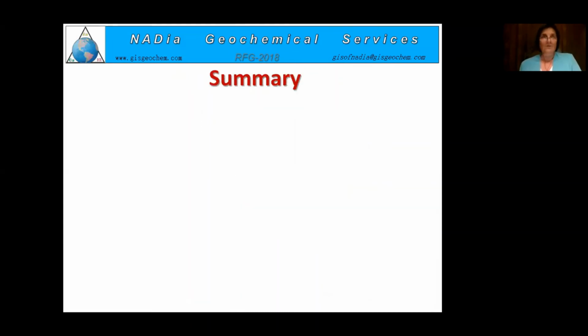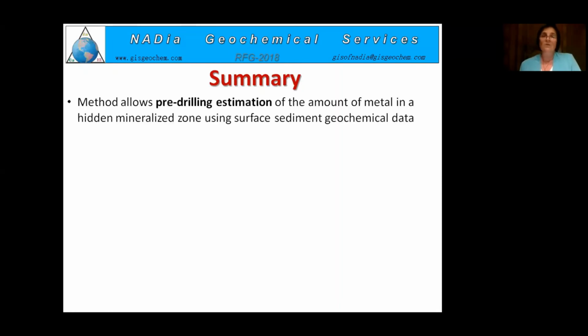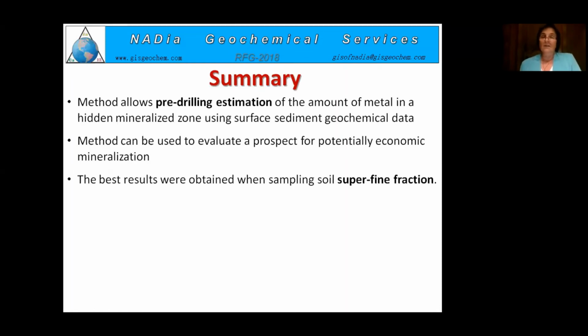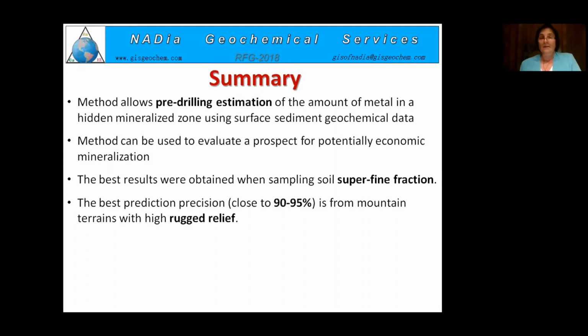So, as a summary from this presentation, I'd like to point out that this method that I described allows a pre-drilling estimation of the amount of metal in a hidden mineralized zone, and you use surface sediment geochemical data. The method can be used to evaluate prospects for potential economic mineralization. The best results were obtained when sampling the soil superfine fraction. And the best prediction precision in all these methods is 90 to 95%. Why is that? Because I didn't mention lots of case studies which support that.